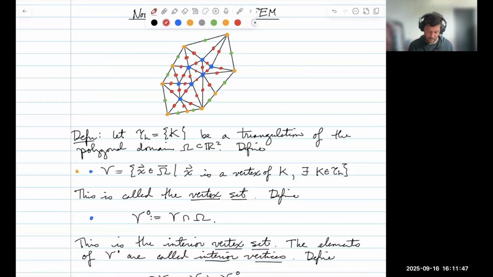Let's see if I've missed any more. I think I got them all now. Okay, so these red points are points where we simply take two neighboring vertices and average them. We average their coordinates. These two vertices have to be in the same triangle. They have to be within the same triangle.